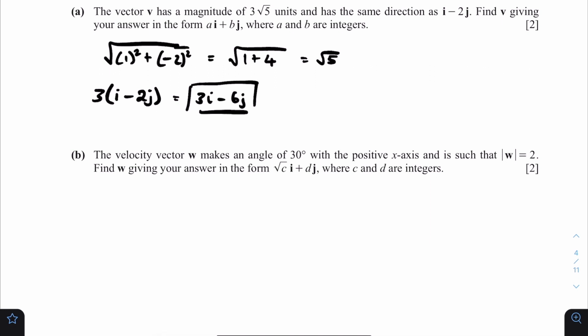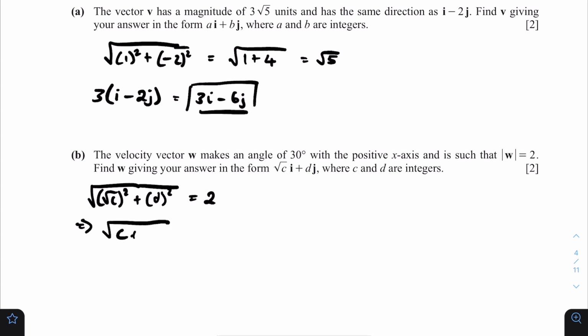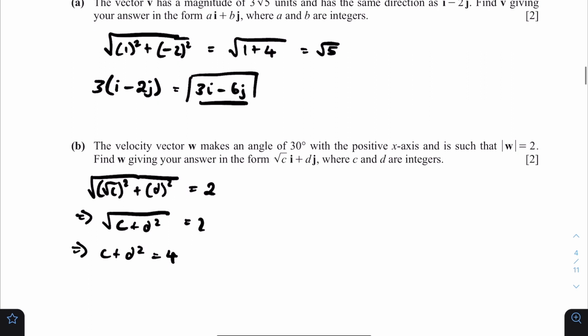So we can just set up a Pythagorean formula. So we can say the root of the coefficient of i squared, so root c squared, plus the coefficient of j squared, sorry, which is d, is equal to 2. So we can say that the root of c plus d squared is equal to 2. If we square both sides, we know that c plus d squared has to equal 4. So that's one equation that we have.